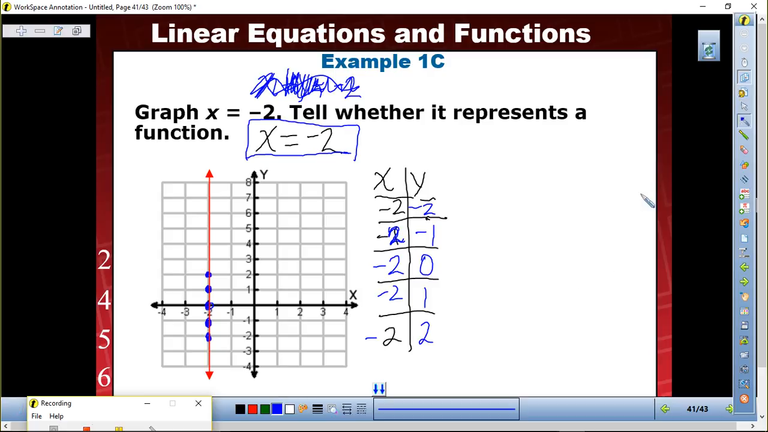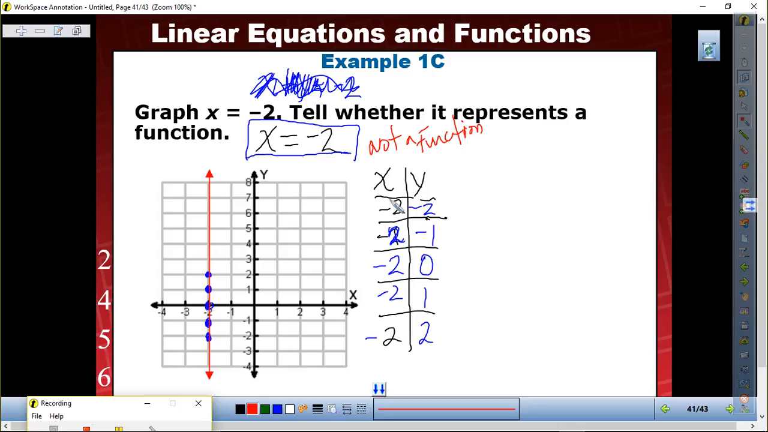Yes, sir. A better way to word it is that y does not have an assigned value or any method to find that assigned value. Thank you. All right, here we go. And this one, guys, this is not a function.